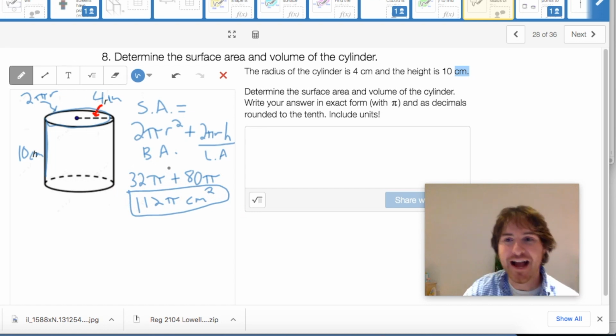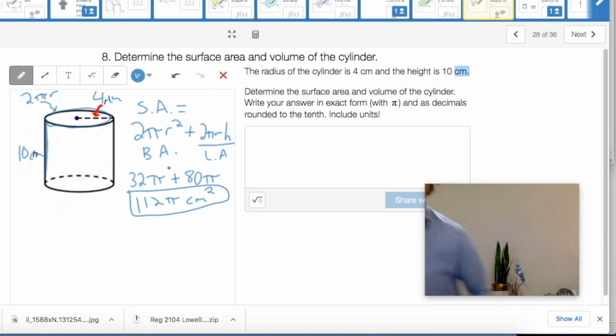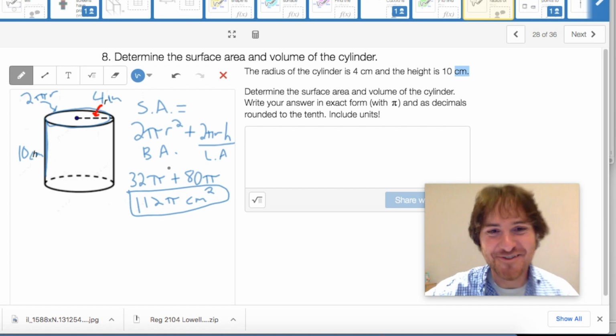There we go. I'm a little backlit right now. Let me go ahead and turn some lights on for me here. It's a little better. All right, there we go.